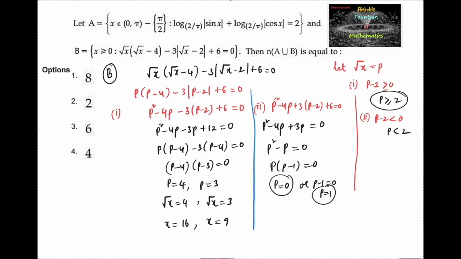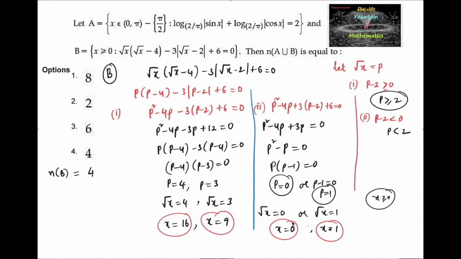So root x is equal to 0 or root x is equal to 1. So here x is equal to 0, and squaring on both sides, x is equal to 1. Since x is positive, we consider the positive values. So we got the number of elements in set B is equal to 4 elements: 16, 9, 0 and 1. And also we can see that these values will not match the set A. A and B are disjoint.